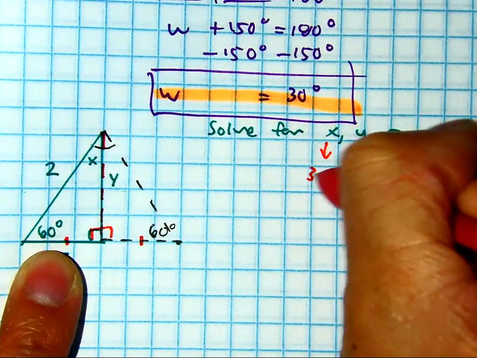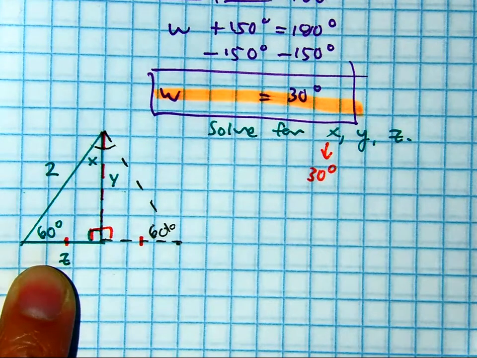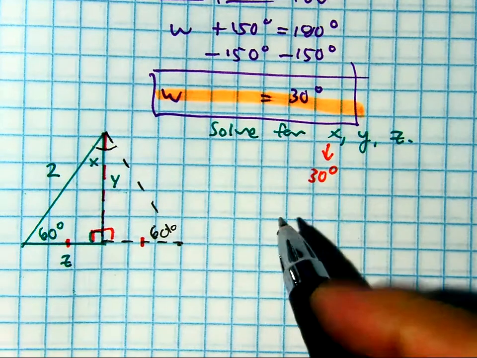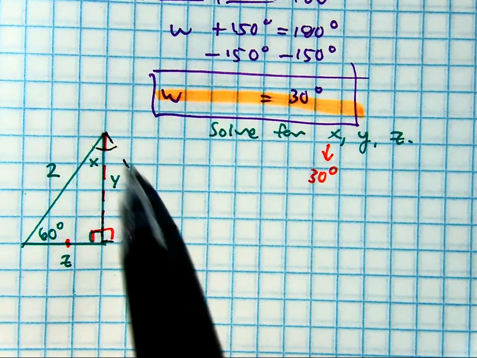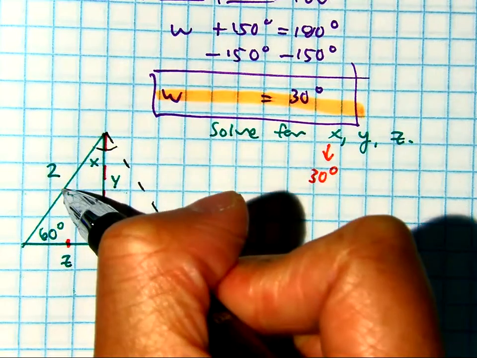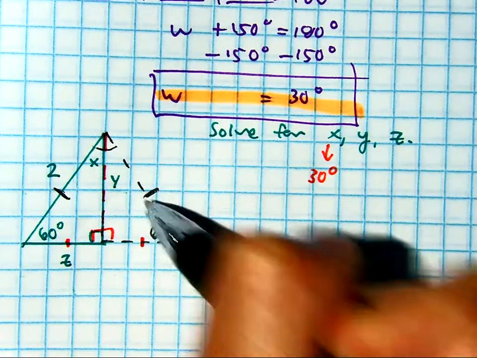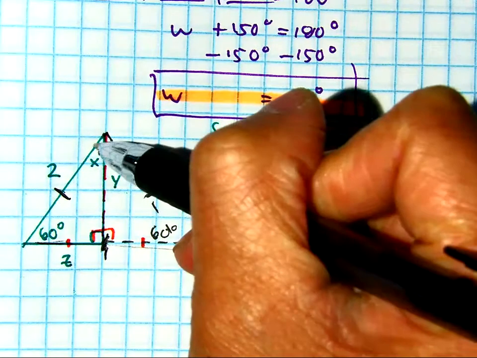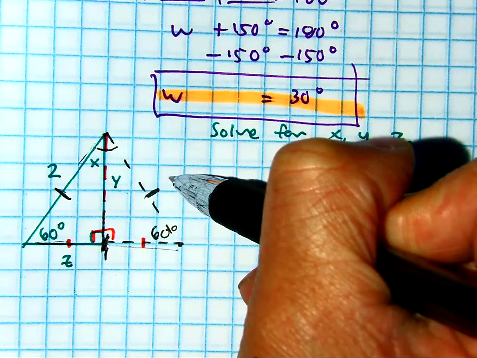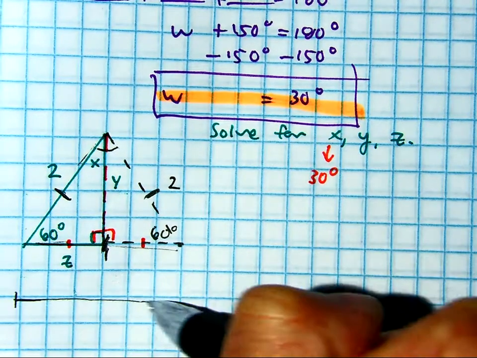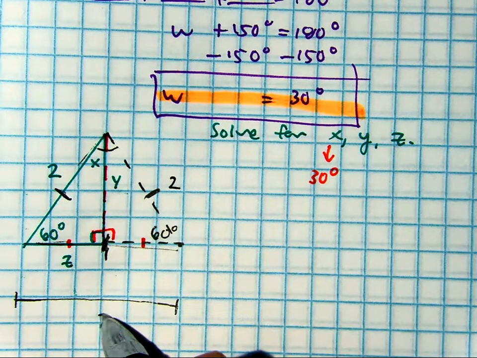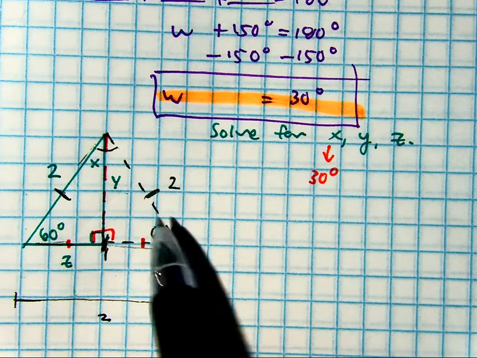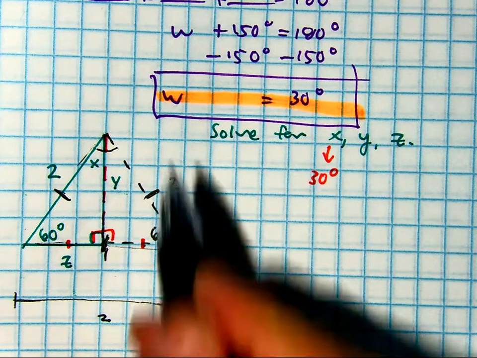Now, if you look at our equilateral triangle, all sides are congruent. And this side as well is congruent. So if this side is 2, this one is 2, then the whole length is 2. That means if you put them in congruent parts, this would be 1, and z is equal to 1.